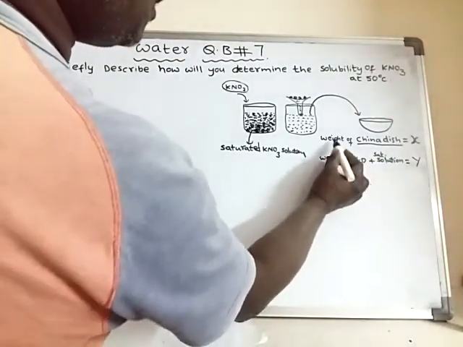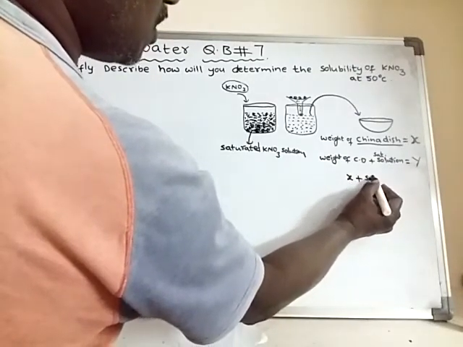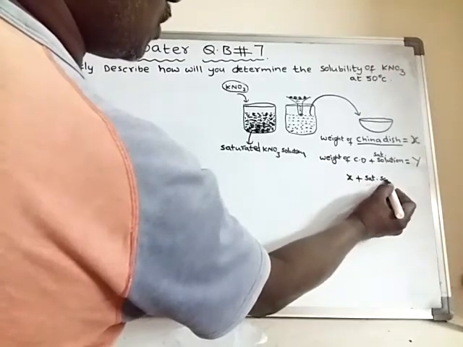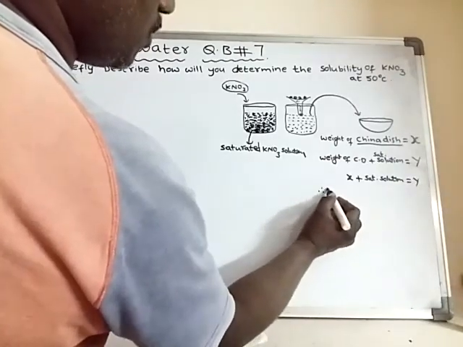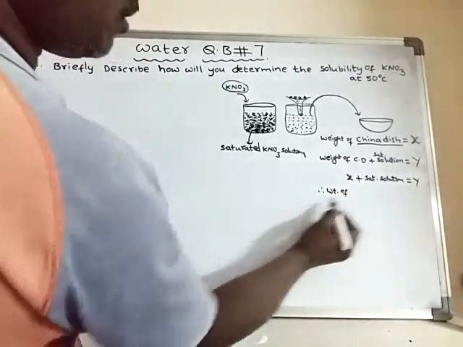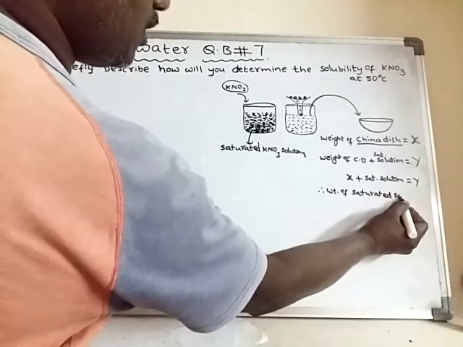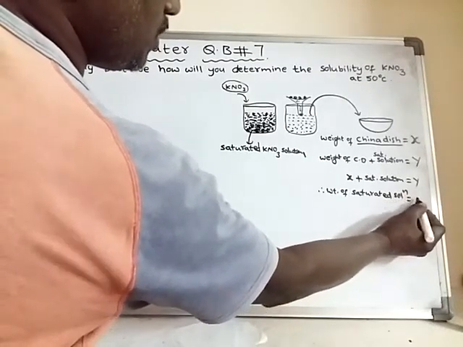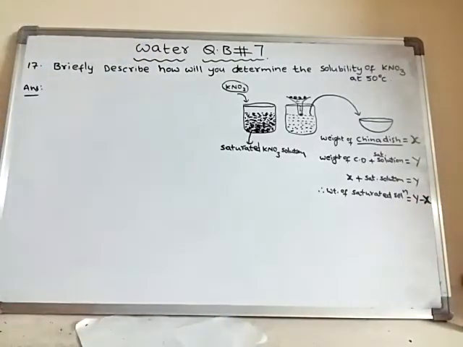So what is the weight of the china dish? Already we got the empty china dish as X. So X plus saturated solution is equal to Y. Therefore, the weight of saturated solution is equal to Y minus X.